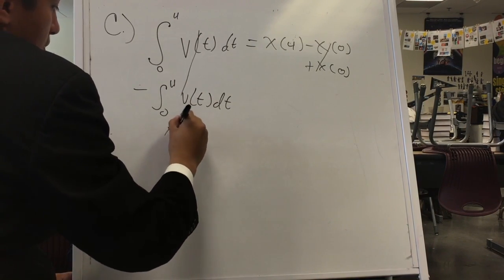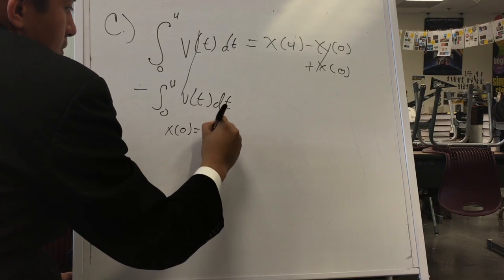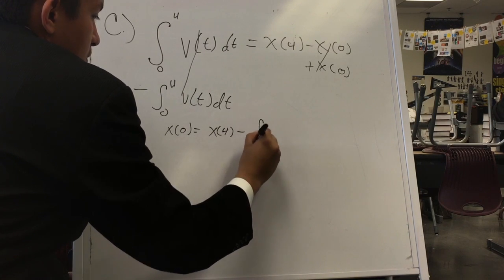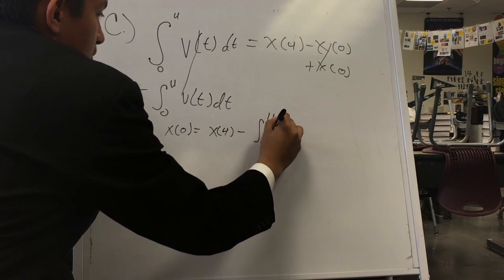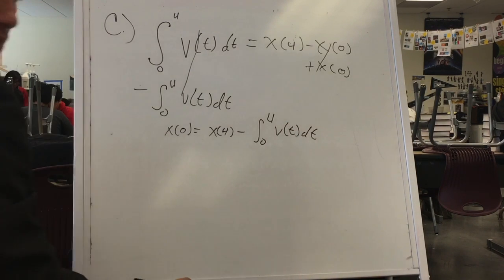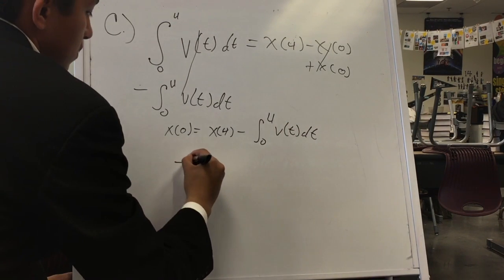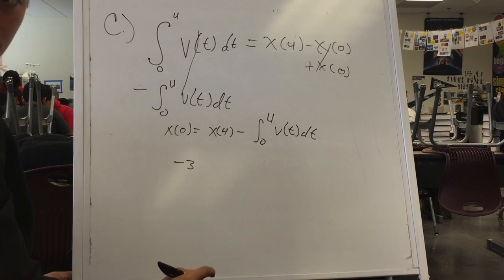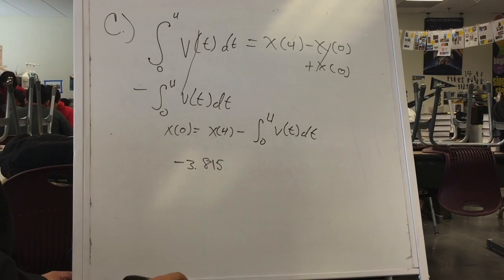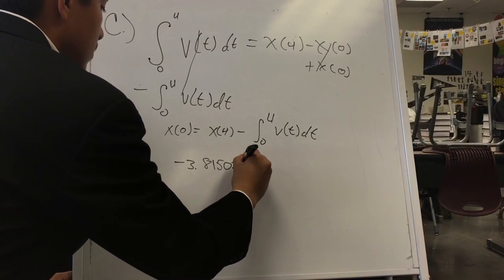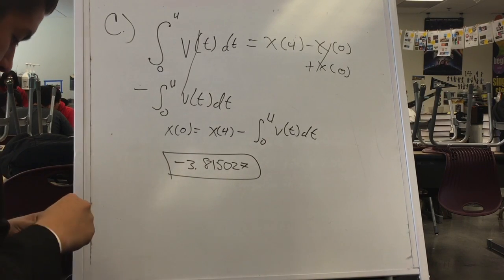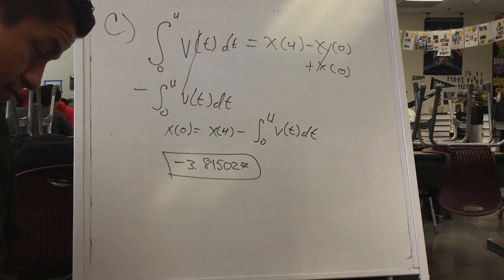And how did we get x of 4? Because our overall graph is from 0 to 4, so we do it from the top to bottom. So now our new equation is x of 0 equals x of 4 minus the interval from 0 to 4 of b of t dt. Once you do all this, plug it in on your graph, and your answer should be negative 3.815027.